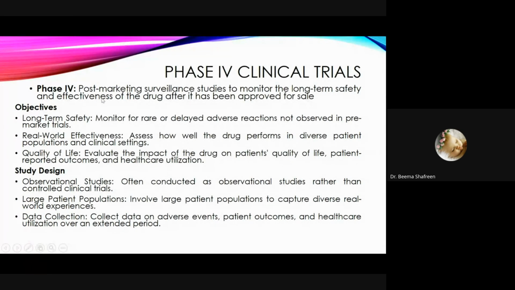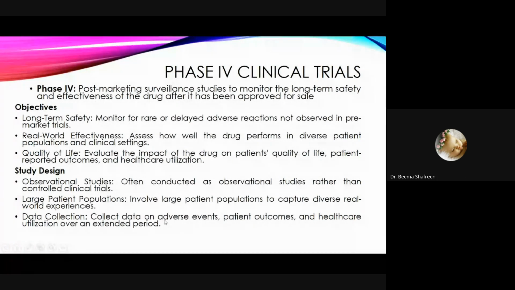So these are the major objectives of Phase 4, and the study is designed with observational studies, a large patient population, and data collection. Observational studies are used rather than controlled clinical trials. The large patient population will involve diverse groups of people in the real world, and they will be noted down when the drug is being used for those patients.